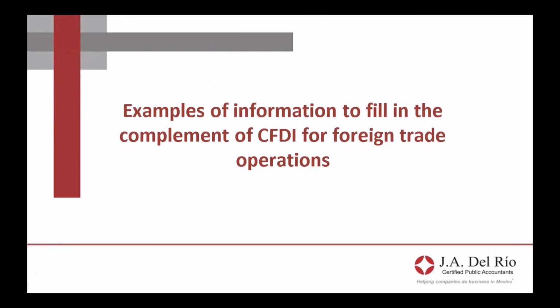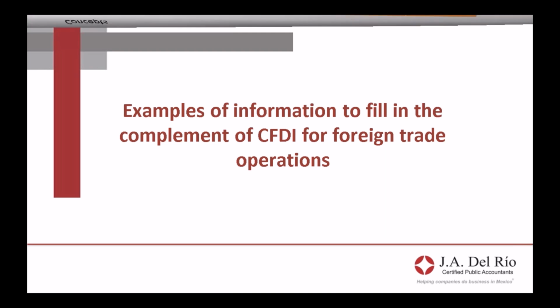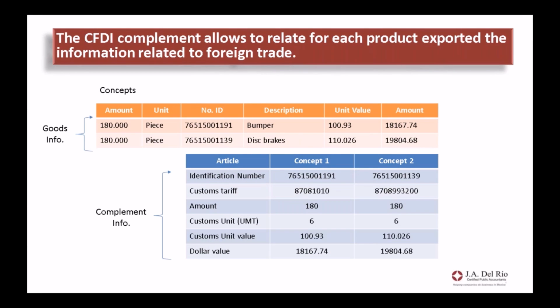Right. Well, now why don't we review some examples of information to fill in the complement of the foreign trade operations. For example, this slide that we are watching can be divided in two parts. The part in orange color where it says goods information, and the part in blue color where it says complementary information. So when we're talking about the first part, when you're filling in your electronic invoice for foreign trade operations, the information that you will include in the orange part will be more related to commercial effects.